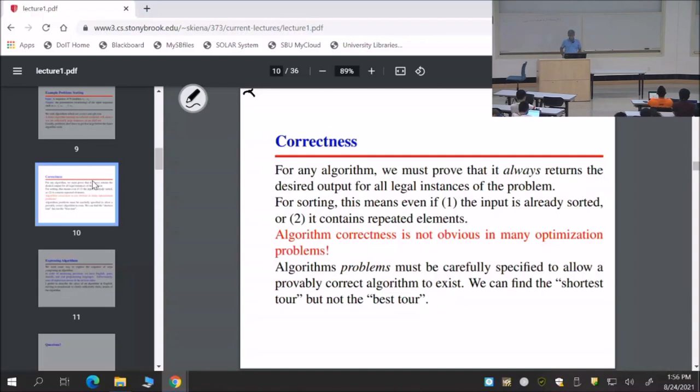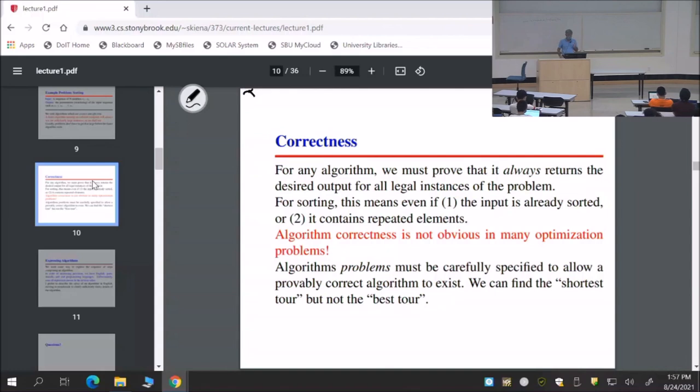And in order to tell whether an algorithm is correct, if the algorithm is remotely interesting, you need a proof or an argument of correctness, okay? This is often a non-trivial thing to do, okay?